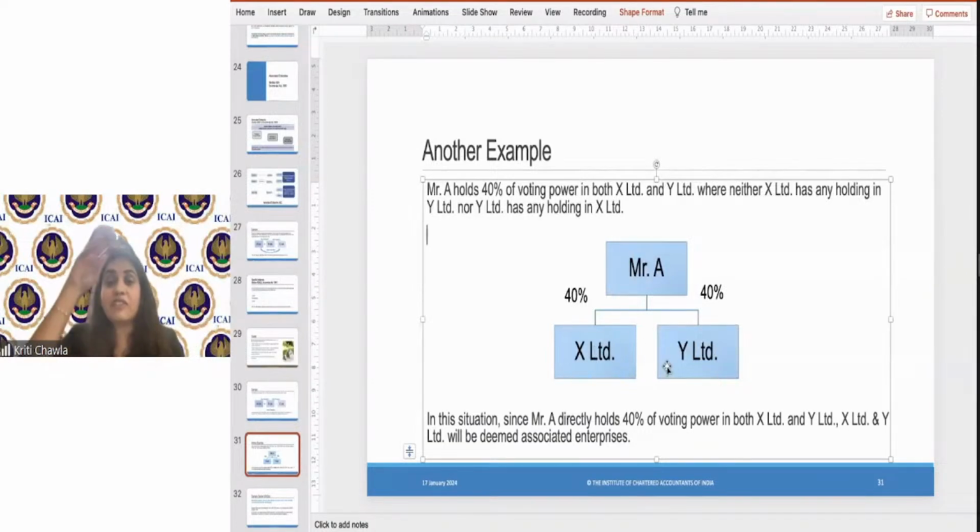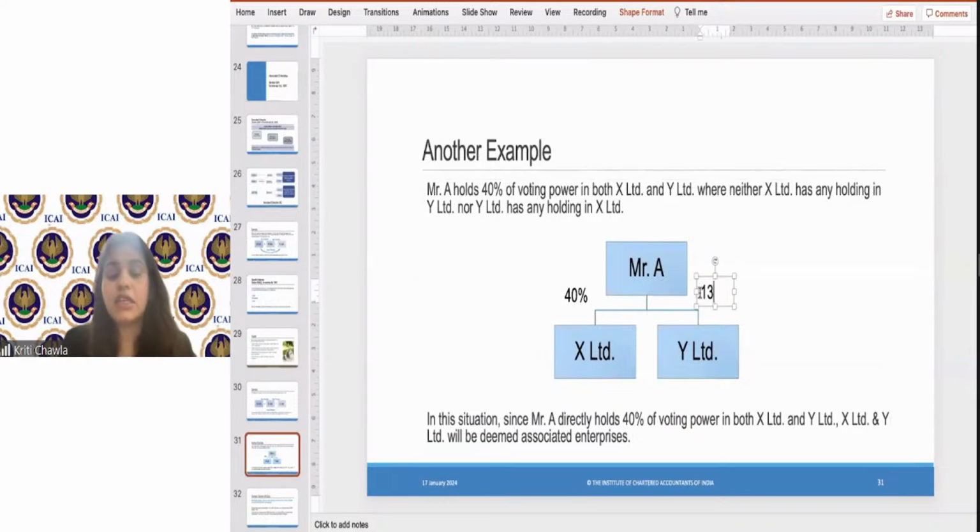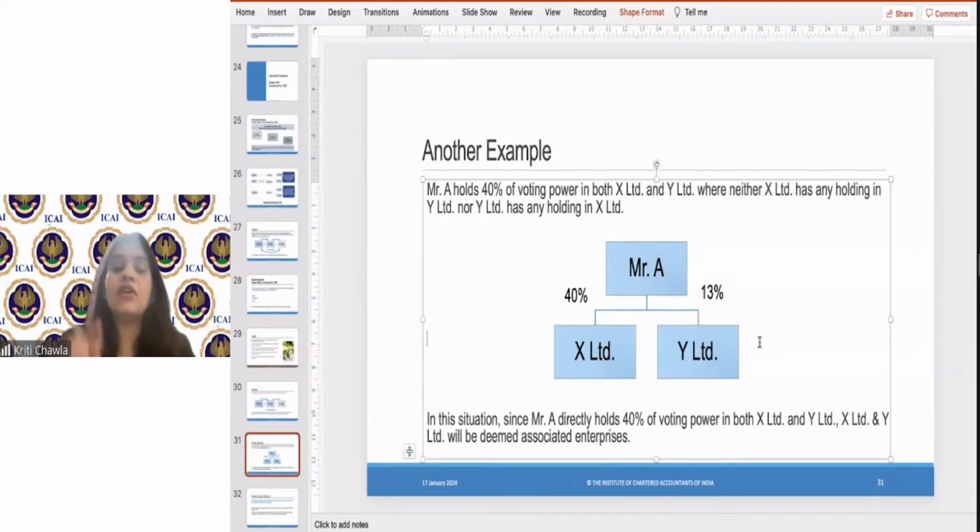Well, that is because they have a common shareholding, which is Mr. A. And Mr. A is holding 40% here and 40% in Y. So X and Y will be related to each other. If this was a situation in which A is holding 40% in company X and A is holding 13% in company Y, now, do you think they will be related to each other?